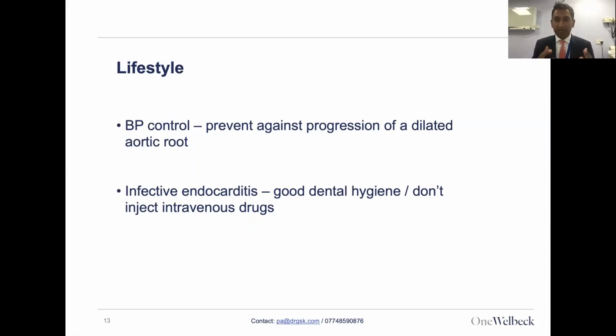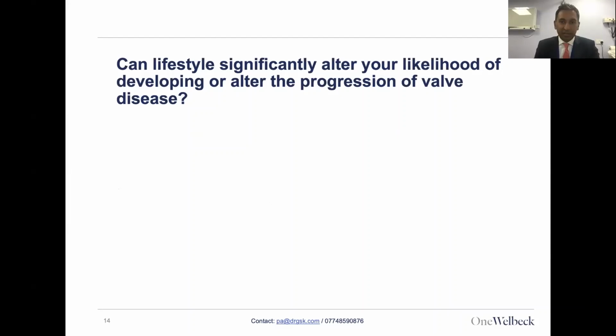So apart from warning people not to inject intravenous drugs, which hopefully would be obvious, can lifestyle significantly alter your likelihood of developing or alter the progression of valve disease? The answer is really no. And there's not much you can do once you've developed valve disease to stop that. So, I've had patients ask me when I tell them they have calcific aortic stenosis, say, oh, I shouldn't have drunk that much milk. And of course, that's not the case. It doesn't work like that.